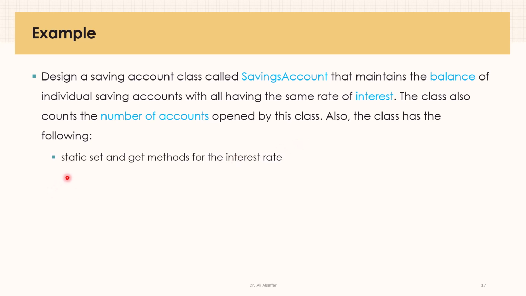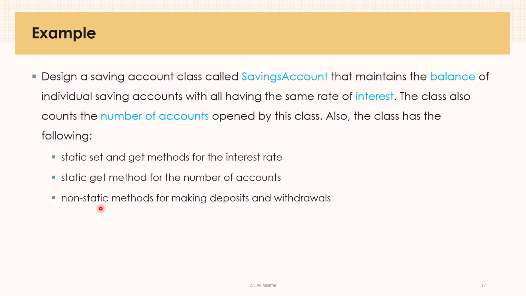We need to define static set and get methods for the interest rate, and this is an example of a static method that is referencing a static variable. And also we need to define a static get method for the number of accounts, and numberOfAccounts is static, so this is an example of a static method that is referencing a static variable.